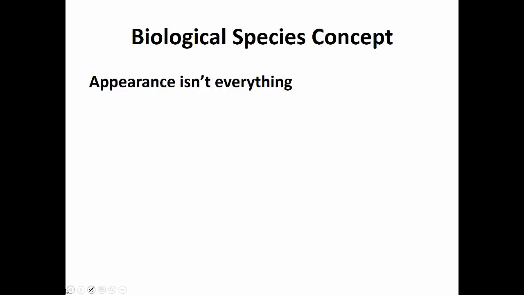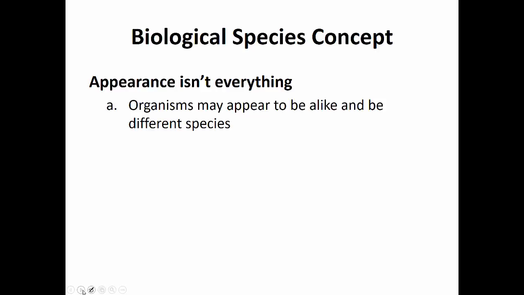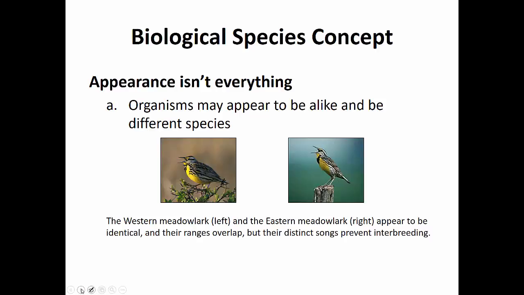One of the things you need to think about with the biological species concept is that appearance isn't everything, okay? So while appearance is helpful in identifying species, it cannot be used to define a species because organisms that may appear to be alike could be from different species. For example, the western meadowlark here on the left and the eastern meadowlark on the right appear to be identical, with the exception of the fact that maybe this guy is a little bit chunkier here, so he's had a little bit more to eat.